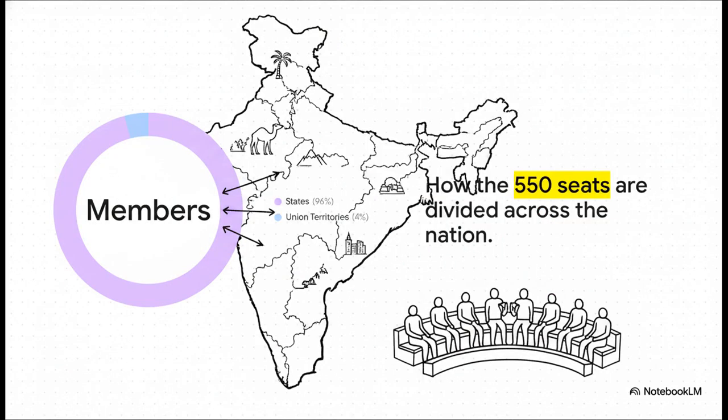And how are those 550 seats actually sliced up? Well, the Constitution mandates that no more than 530 members represent the states, and up to 20 members represent the union territories. It's a very precise division designed to make sure representation is balanced across India's massive geographical and demographic spread.